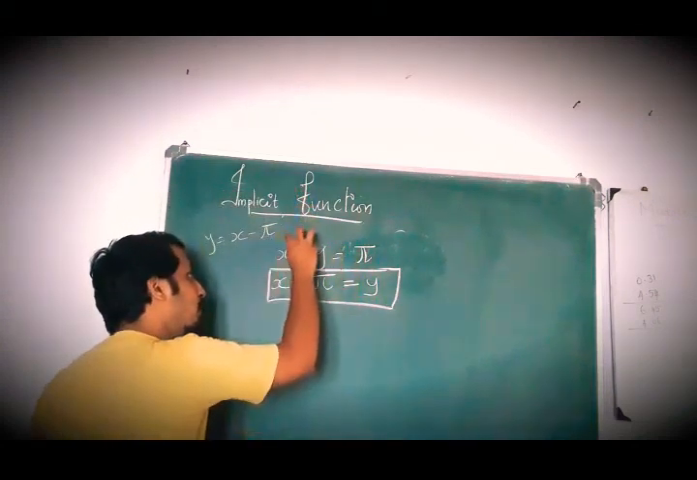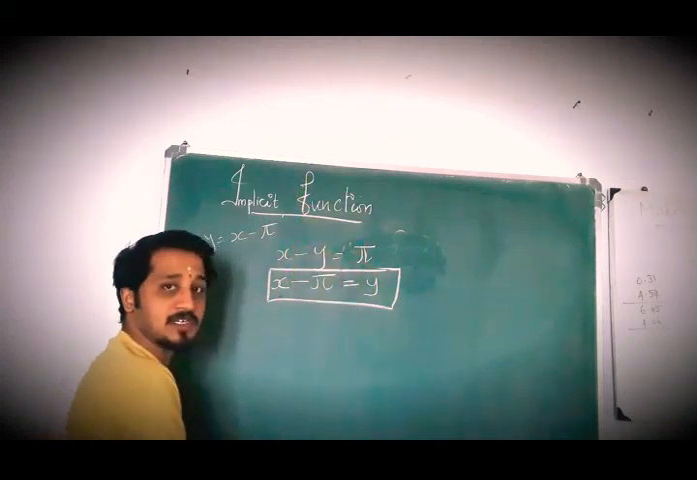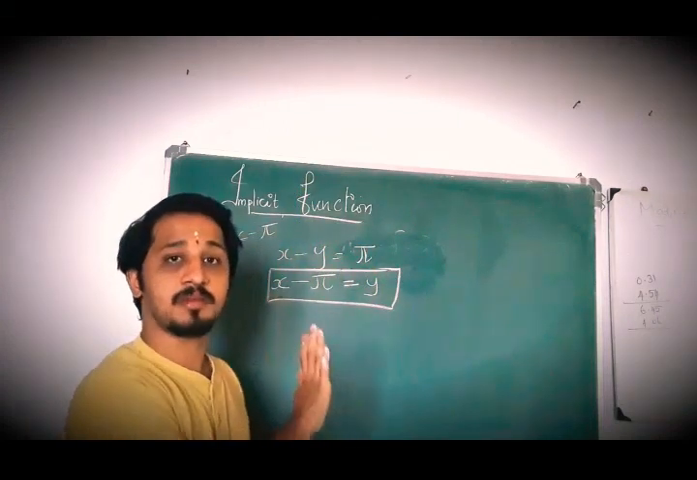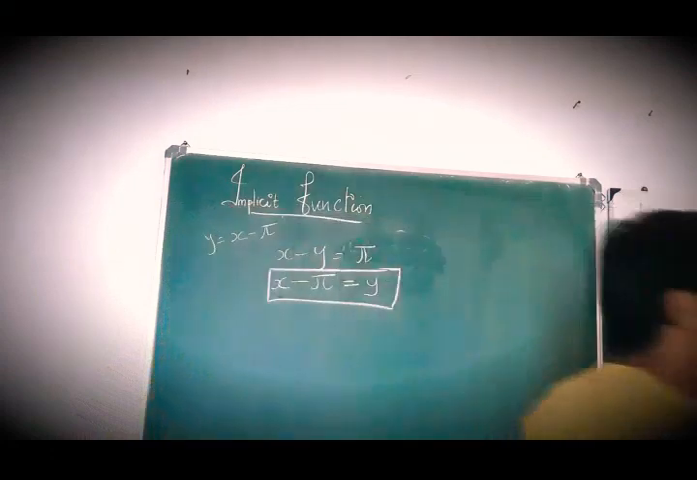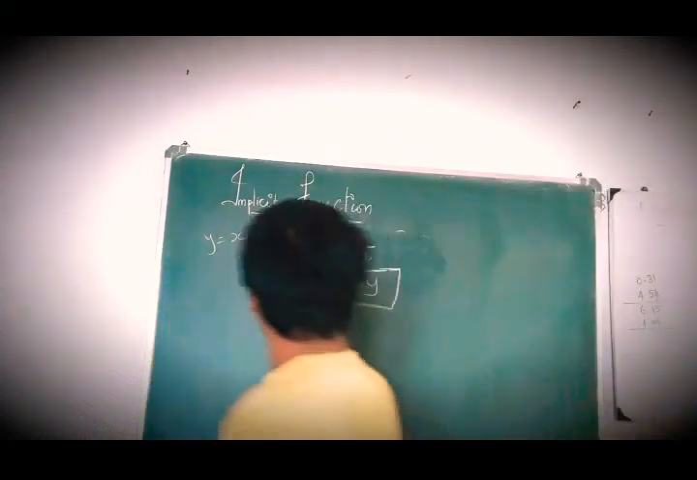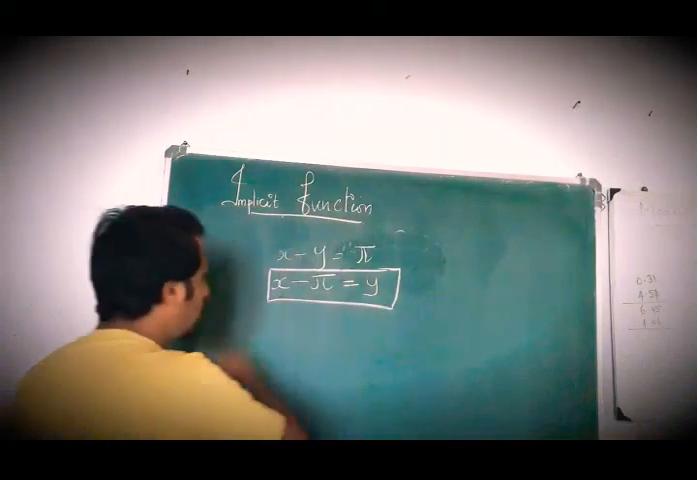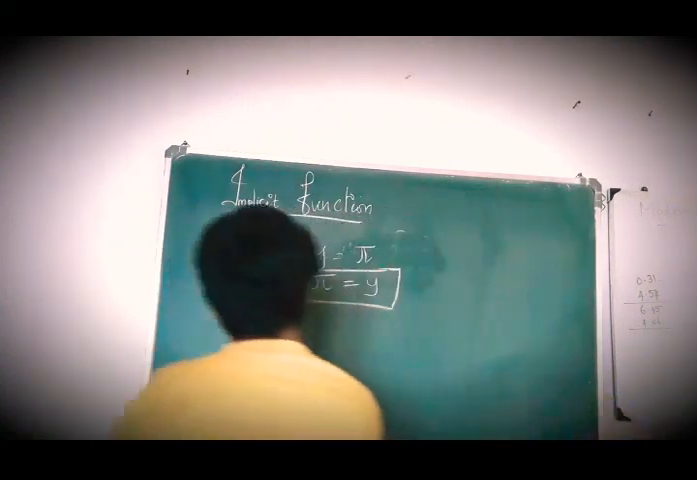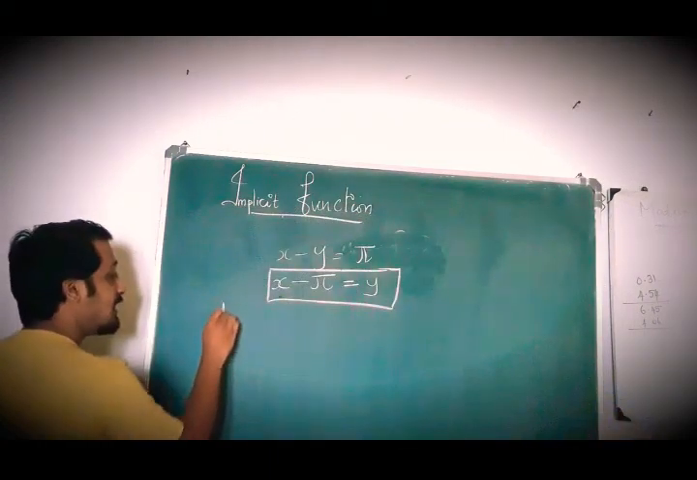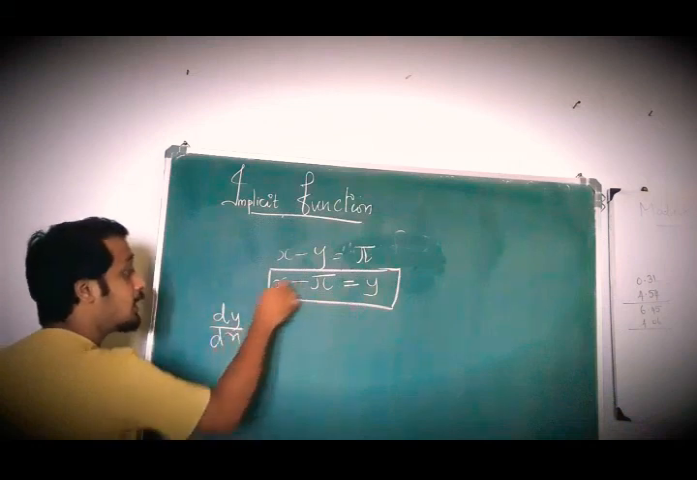If they give an implicit function like this, how to differentiate? That is the task in this episode. Is it clear? So x minus y is equal to pi, y is equal to x minus pi. How to differentiate y is equal to x minus pi? That is dy by dx, because the function is in terms of x now.